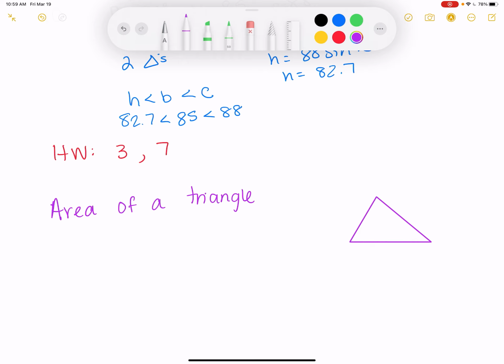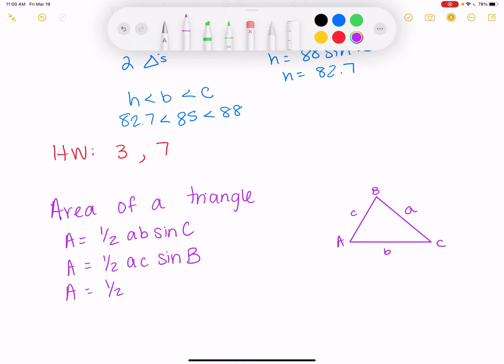Is this the old one? Half of base times height, or base times height divided by 2. Okay, so given this triangle here, you're going to be given different pieces of it, but the area formulas are A is equal to 1/2 a b, those are both little, and then the sine of C. A is equal to 1/2 a c, sine of B. Or A is equal to 1/2 b c, sine of A.